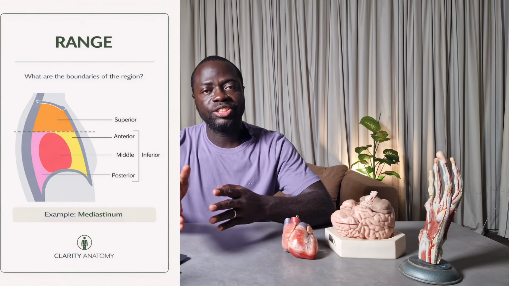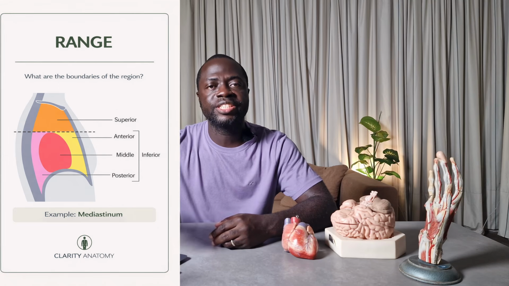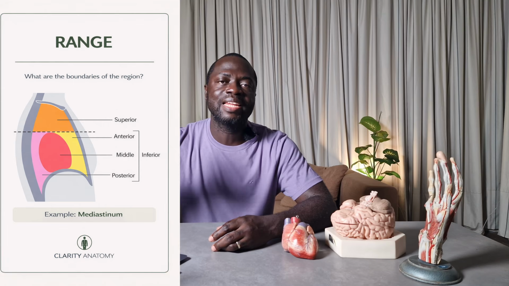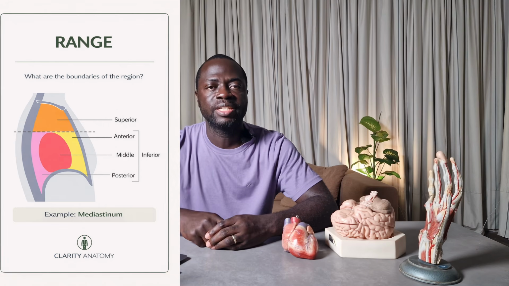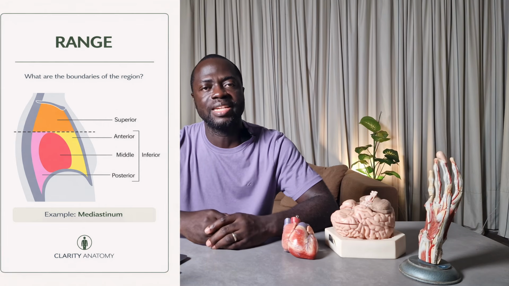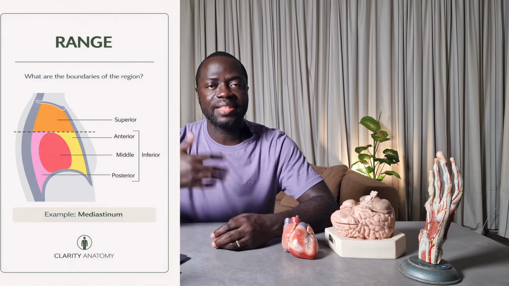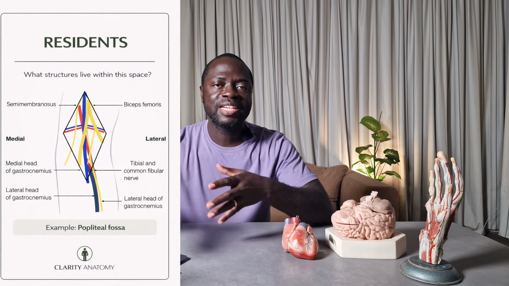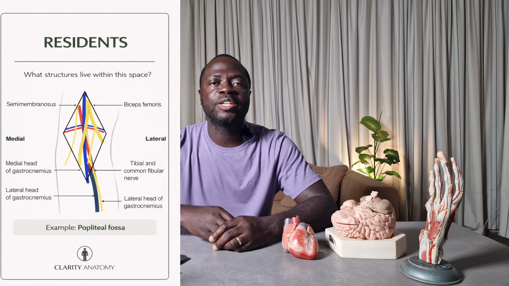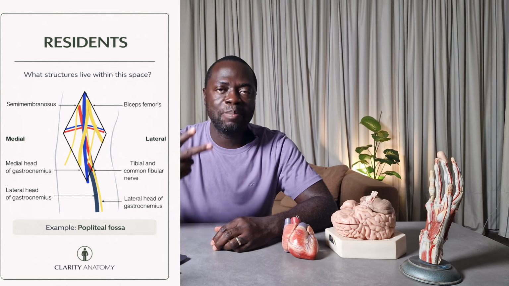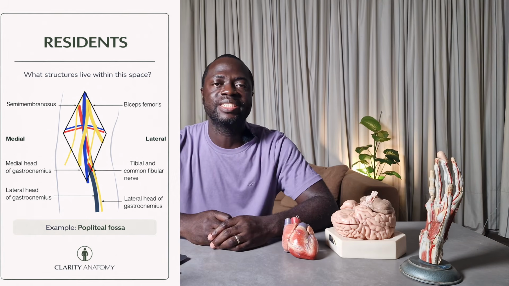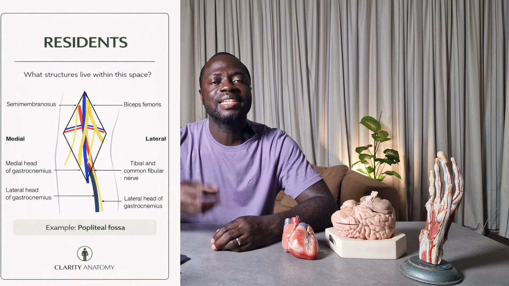Then the range. What are the boundaries of the region we are studying or we are discussing? What are the limits? What is the lateral boundary, the medial boundary, the posterior limit, the anterior limit? All right, that is the range. And most interestingly, the residence. These are the structures located within the region that we are studying. So it could be muscles, nerves, blood vessels, and structures or organs located within the region that we are studying. So the contents, the residents.